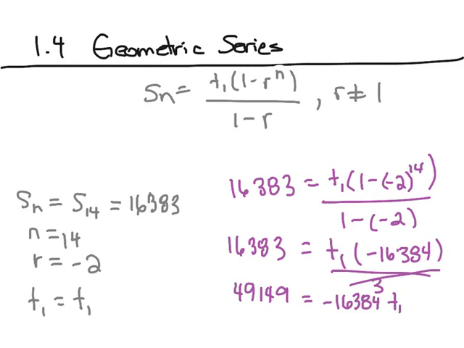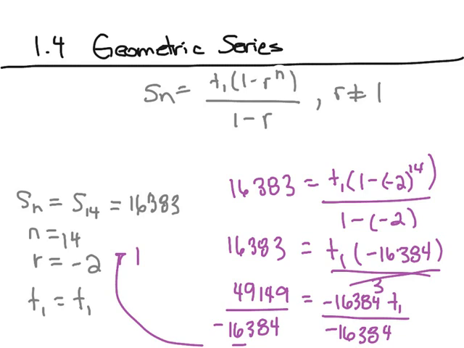Isolate your T1. So you divide by negative 16,384 on both sides. So that means that T1 is equal to negative 3. So the first term in your sequence would be negative 3.